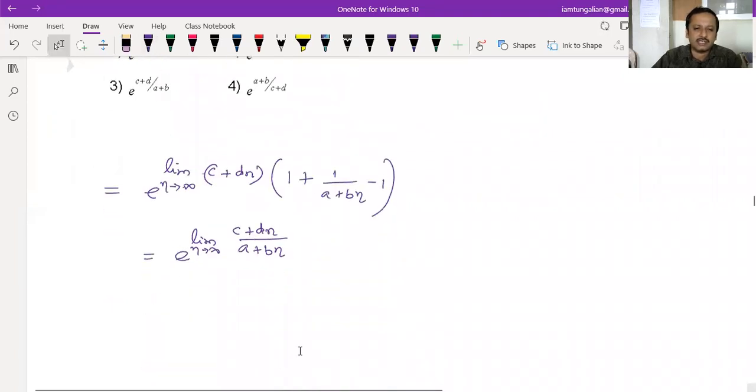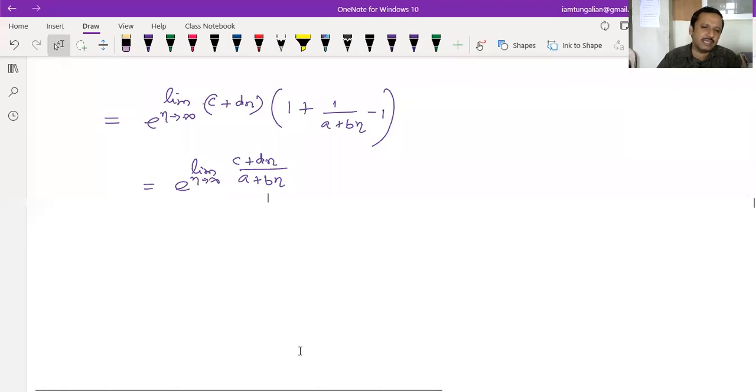C plus dn divided by a plus bn as n tends to infinity. Okay, so look at this, c plus bn divided by a plus bn. Both are polynomials of the same degree. Okay, both are polynomials of degree 1.